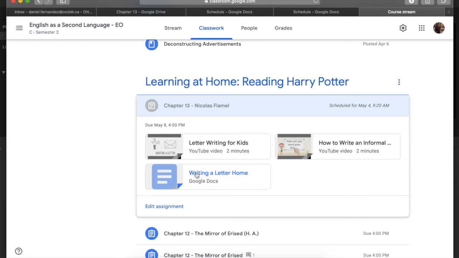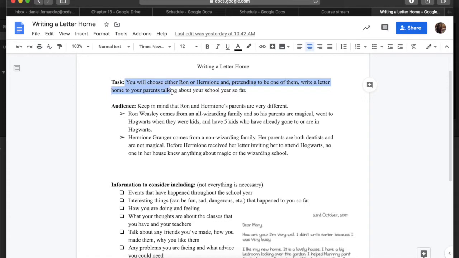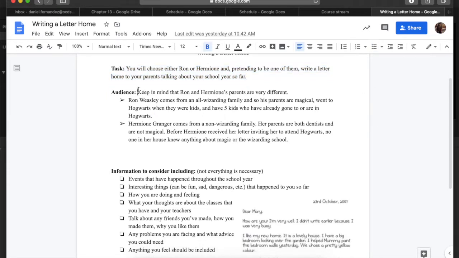So without postponing that, because you do have to choose your audience for this. The task: you will choose either Ron or Hermione and, pretending to be one of them, write a letter home to your parents talking about your school year so far. So your audience, keep in mind that Ron and Hermione's parents are very different. Ron Weasley comes from an all-wizarding family, and so his parents are magical, went to Hogwarts when they were kids, and have 5 kids who have already gone to or are in Hogwarts.